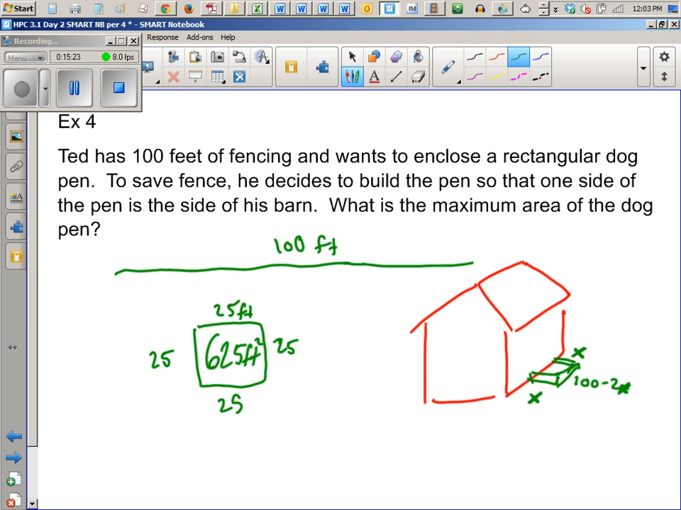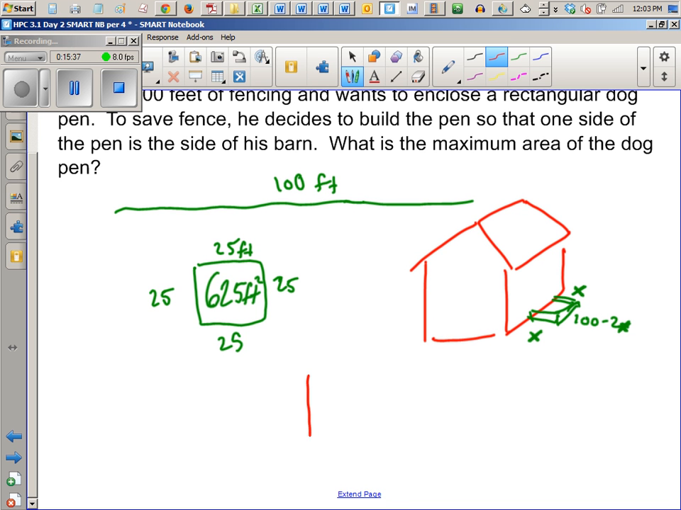Okay, now I'm trying to find the maximum area of this dog pen. So it might be helpful to write down the area of the dog pen at some point. I think this is a good time. What is the area of this rectangle? Think of it two-dimensionally, not three-dimensionally. I'll draw it from top view. Here's the barn. These are both x's. This is 100 minus 2x. I just want the area of the dog pen. Yeah, you can just multiply length and width, right? It doesn't matter that one of the sides is red. The area is still x times 100 minus 2x.